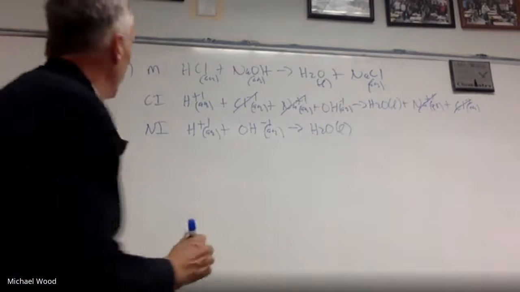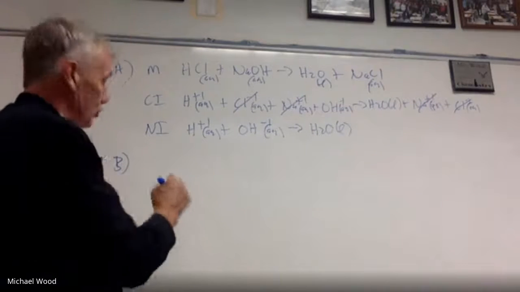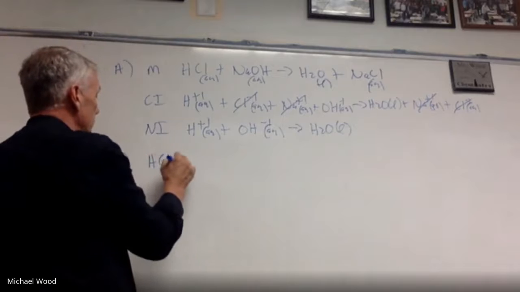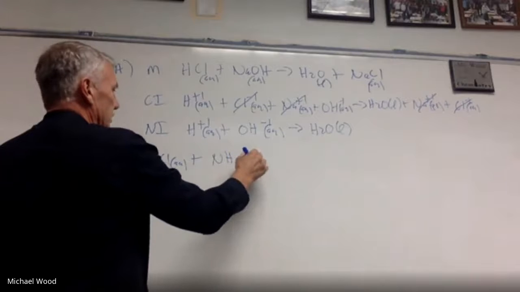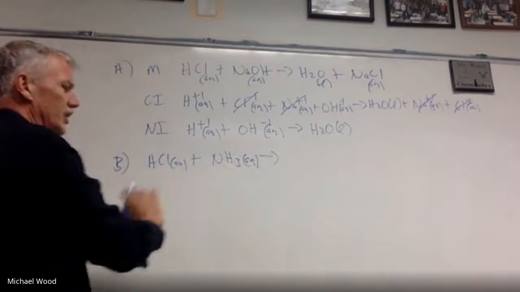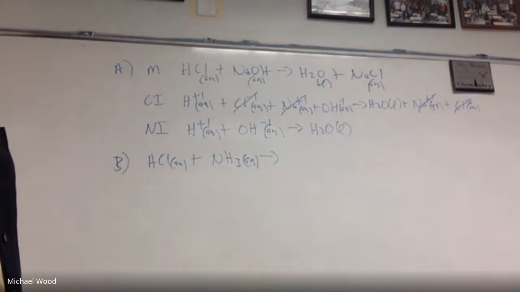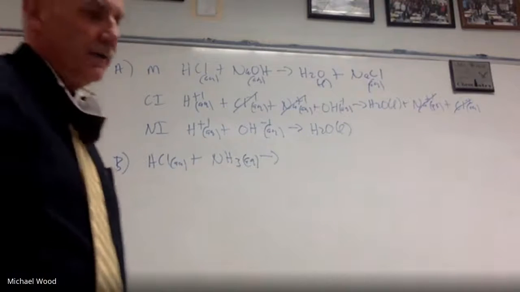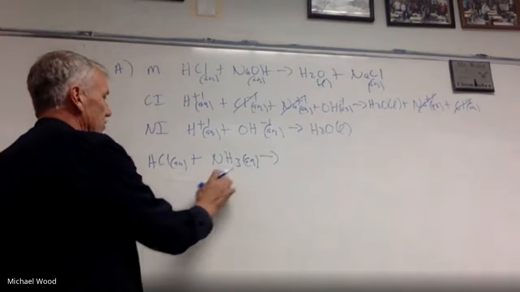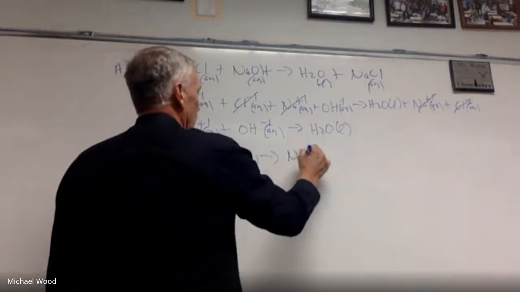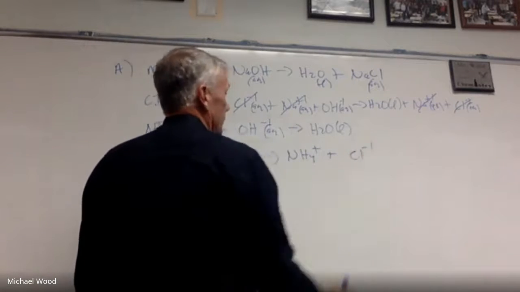Okay, letter B. So letter B, I've got HCl, a strong acid, plus NH3, a weak base. And ammonia is like the most commonly used weak base in our problems. So what happens here is the acid is going to give up an H, and it's going to go here. So we're going to get NH4. This one's definitely a little bit different. And we have Cl negative.